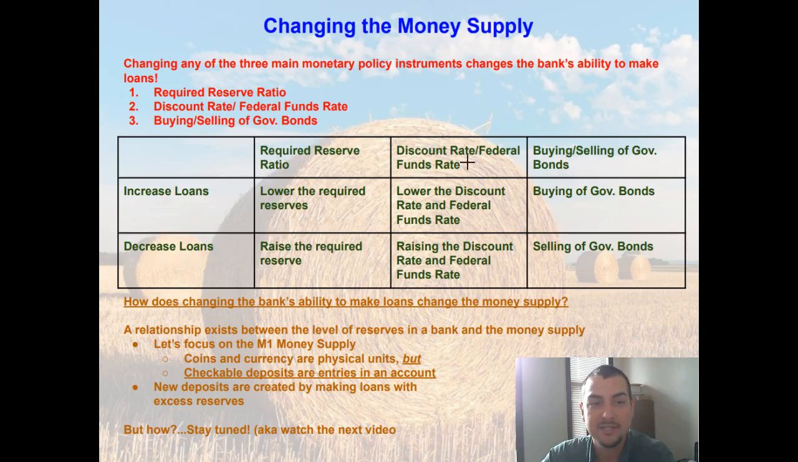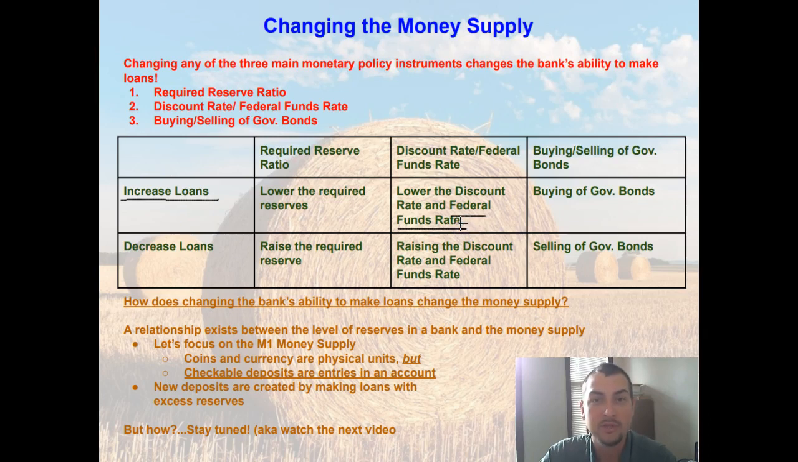If we change the discount rate or the federal funds rate, what if we lower these interest rates? Well, if we lower these interest rates, it actually causes an increase in loans. If we lower the discount rate, banks realize that they can borrow at a low interest rate and then loan it out to somebody else at a higher interest rate, so it's going to increase the loans.